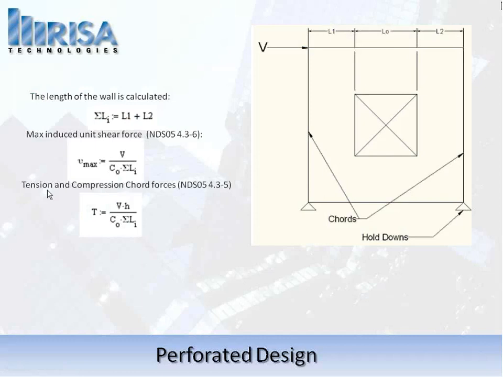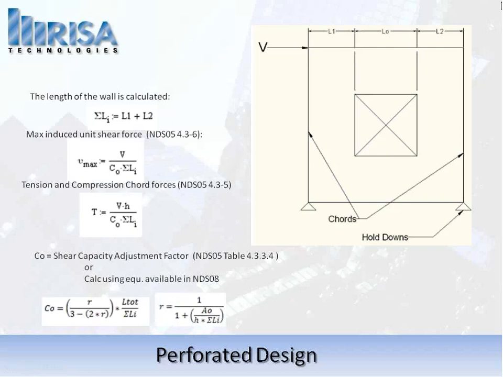But let's also talk about the different equation here for your tension and compression forces. It's not really like what we saw for the segmented design. You take the shear times the height divided by the C naught over the summation of the length, and you get tension and compression forces right there. Okay, and that's right out of the code, so it's pretty easy to back check.